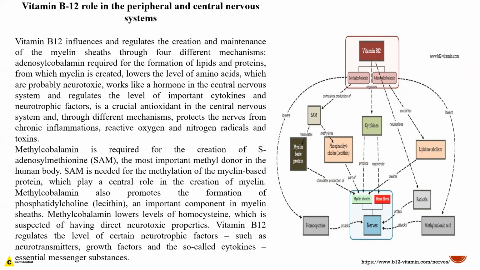Methylcobalamin is required for the creation of adenosylmethionine, the most important methyl donor in the human body. This substance is needed for the methylation of myelin basic protein, which plays a central role in the creation of the myelin. Methylcobalamin also promotes the formation of phosphatidylcholine, lecithin, an important component in myelin sheaths. Methylcobalamin lowers the level of homocysteine, which is suspected of having direct neurotoxic properties. And vitamin B12 regulates the level of certain neurotrophic factors such as neurotransmitters, growth factors, and so-called cytokines, essential messenger substances.